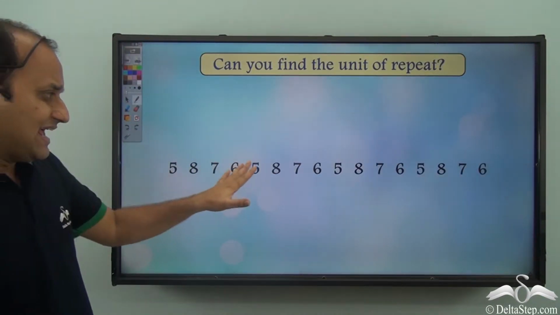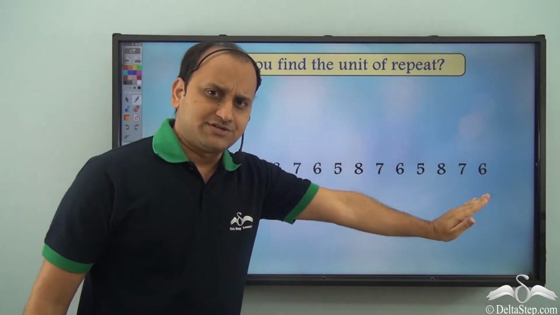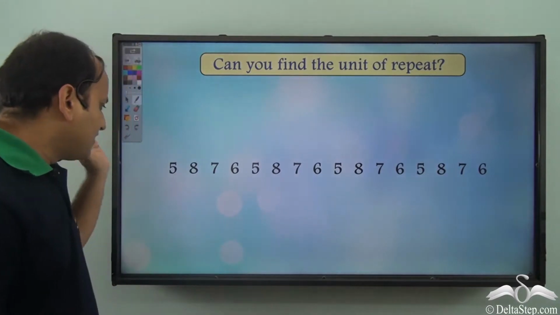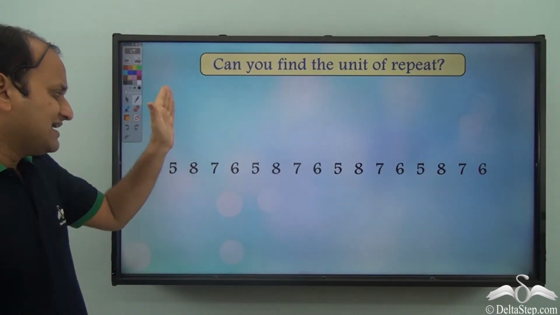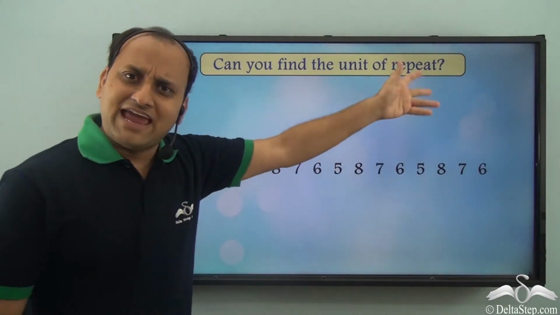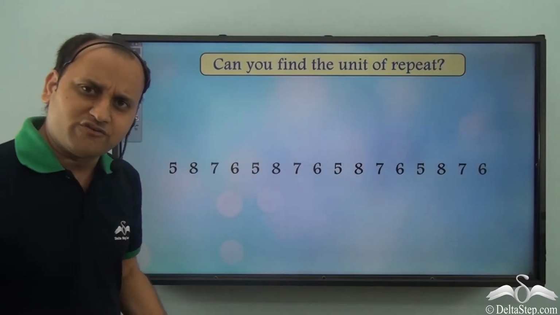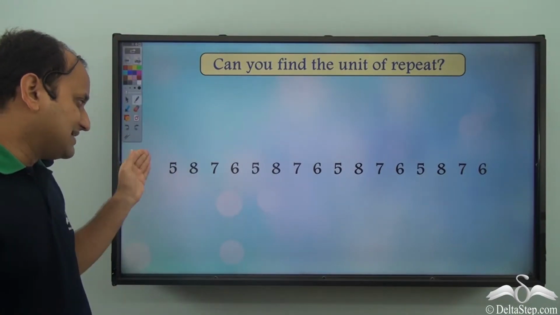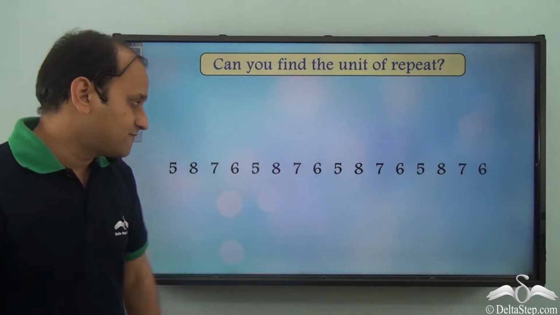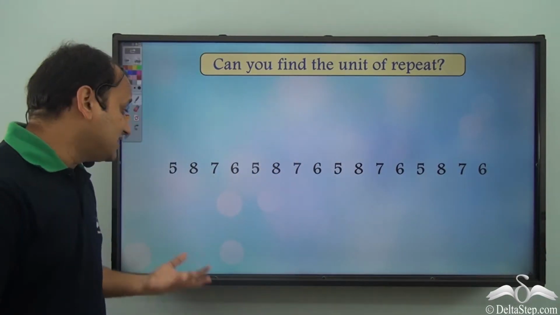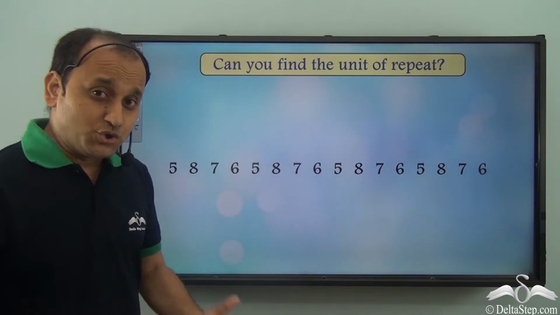Now in this case I have numbers. Can you find the unit of repeat in this case? I have 5, 8, 7, 6, 5, 8, 7, 6, 5, 8 and so on. So what is the unit of repeat in this case? Is it 5, 8? Is it 5, 8, 7, 6, 5? Or is it 7, 6, 5, 8? What exactly is the unit of repeat? What do you think?